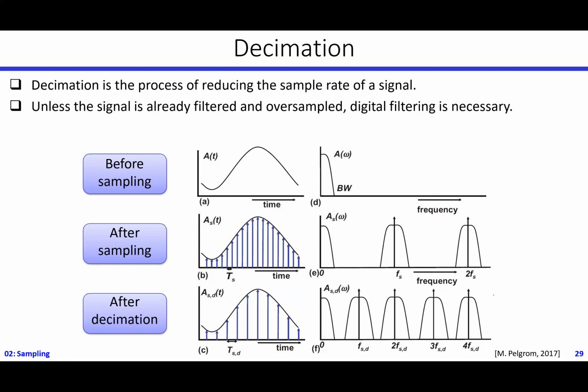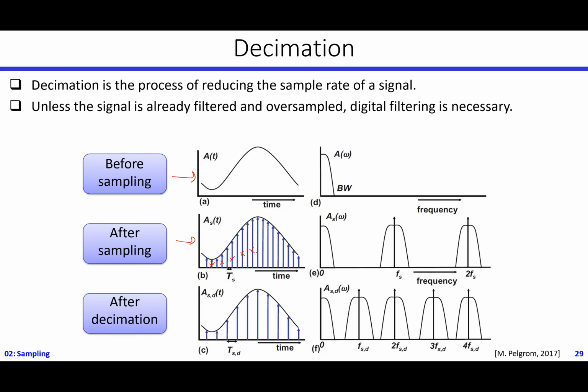If we look at it from the time domain perspective, this is my original signal before the sampling, and after sampling with the high frequency, you will have a lot of samples. Decimation means that you discard some of those samples. So let's say after every one sample, you discard one. I get rid of this one, this one, this one, and this one, and so on and so forth.